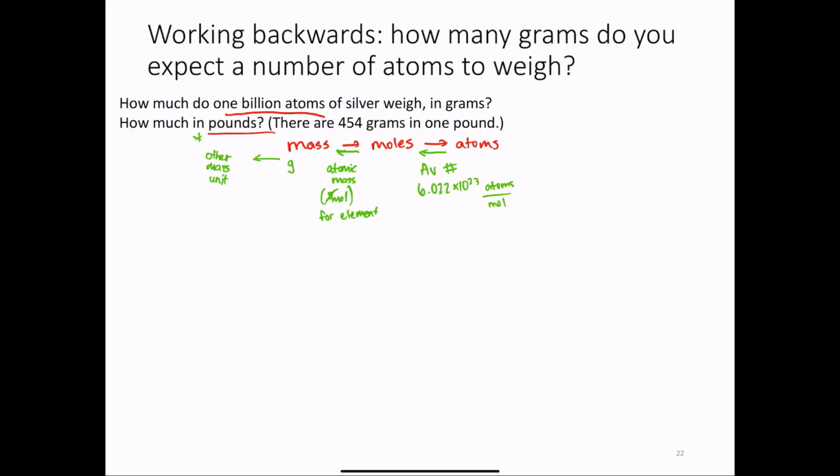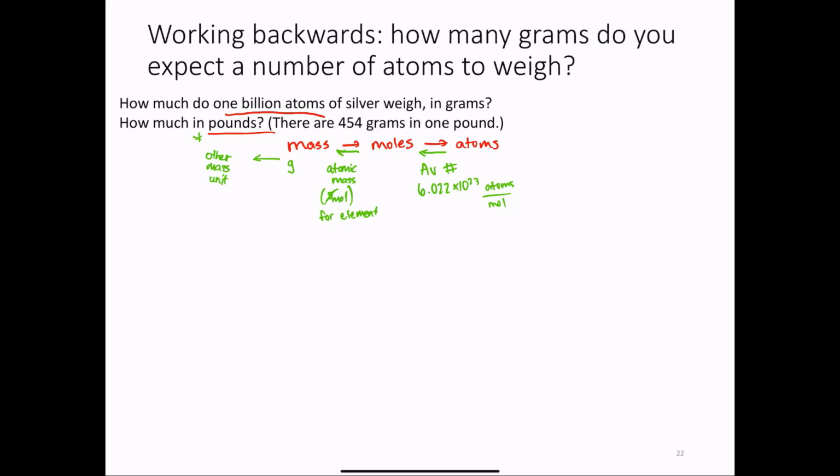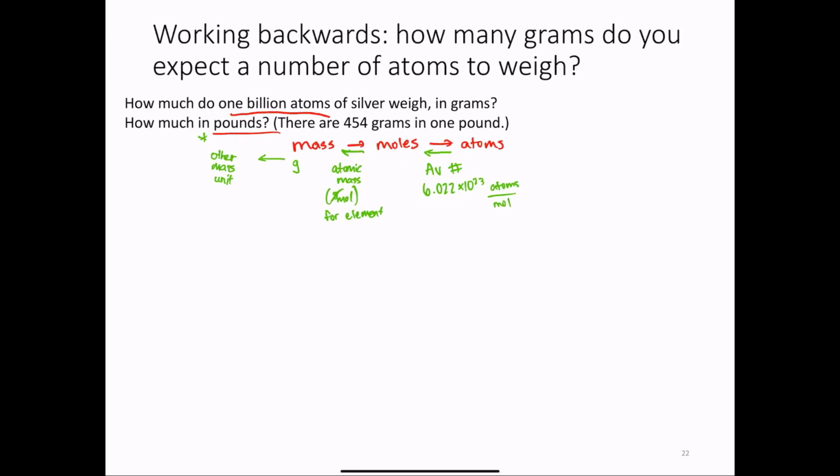Okie dokie, so let's get started. Okay, so we're going to just have green ink for this part. Okay, so again, we want to know how much that is in pounds. We know that there's 454 grams in 1 pound.